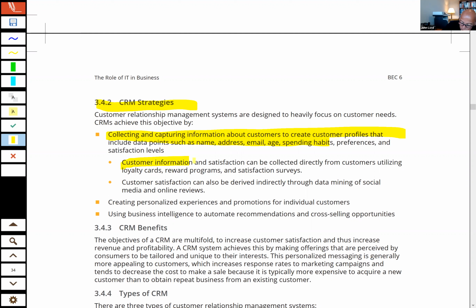Okay, customer information and satisfaction can be collected directly from customers by using loyalty cards, reward programs, right? Would you like to join our such and such program today? And then you get points, right? And you always have to go back to this store because I've got these points accruing. Customer satisfaction can also be derived indirectly through data mining of social media, online reviews, these sort of things. Okay, I think we're all very aware of these things.